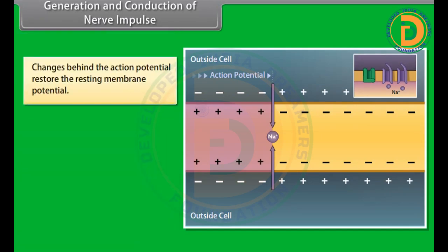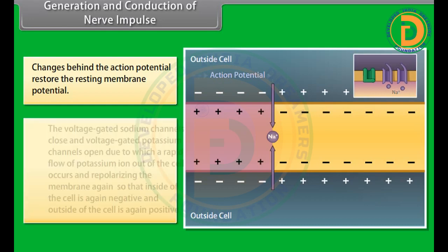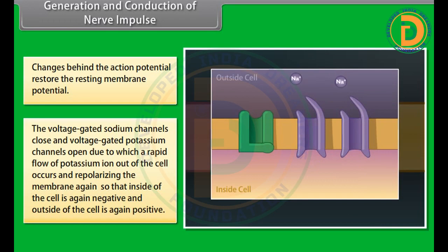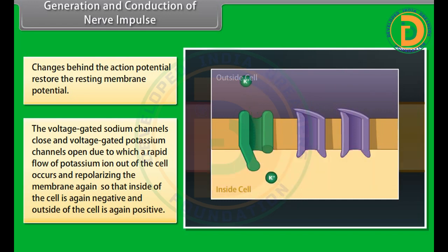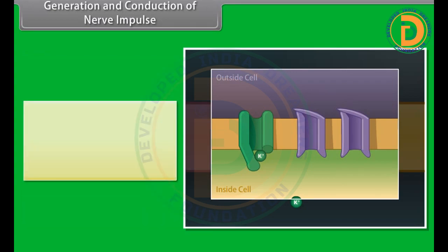Changes behind the action potential restore the resting membrane potential. The voltage-gated sodium channels close and voltage-gated potassium channels open, due to which a rapid flow of potassium ions out of the cell occurs, repolarizing the membrane again, so that the inside of the cell is again negative and the outside of the cell is again positive.